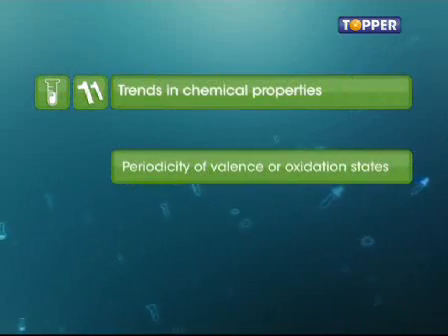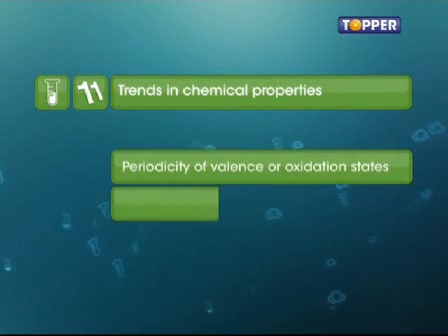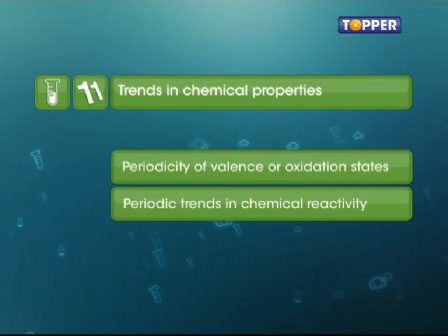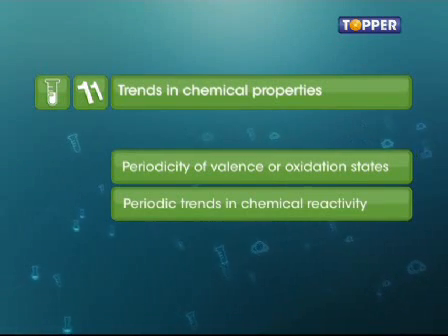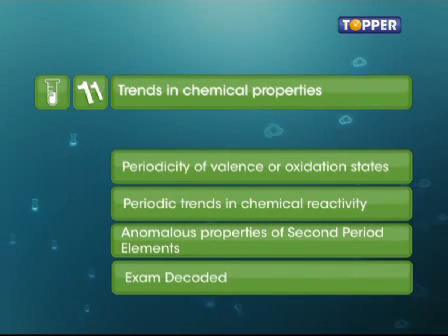Welcome to the show. Today I will show you how useful and orderly arrangements in chemistry are, and we will do this by studying the periodic table. We will learn about the periodic trends in the valence, that is, oxidation states as well as the chemical reactivity of elements. We will also discuss the anomalous properties of the first members of a group in the periodic table. Then of course, there will be the all-important exam decoded.